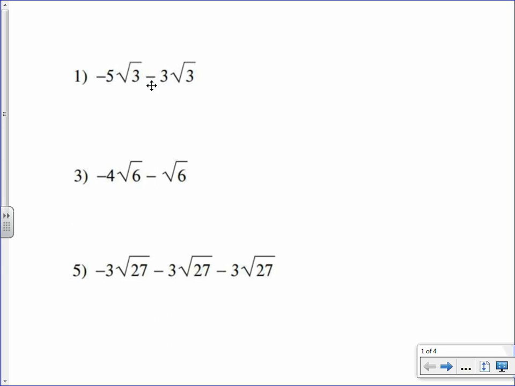Now, the first one, there isn't really much work to show for this, all right? When you add or subtract, they need to have the same radicand, same index. I have the same radicand, I have the same index. So negative 5 square root of 3 minus 3 square root of 3, that's just negative 8 square root of 3. Okay, think of it like variables. It's kind of like having like terms. So for number 3, sorry, I've got negative 4 radical 6 minus 1 radical 6, that equals negative 5 radical 6.